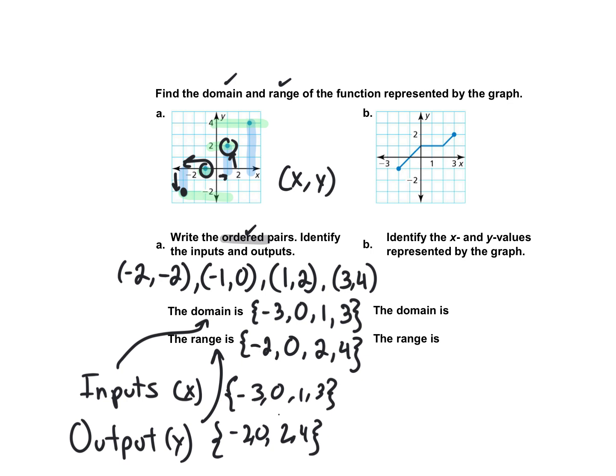So for B, we have identified the x and y values represented by the graph. So the x and y values would be these 2 points, so the endpoints of the graph. That's the order pairs you guys are looking for this question. So for B, they're asking for those order pairs. So for the most left one, we should get -2, -1. And for the most right one, we're going to get 3, 2.